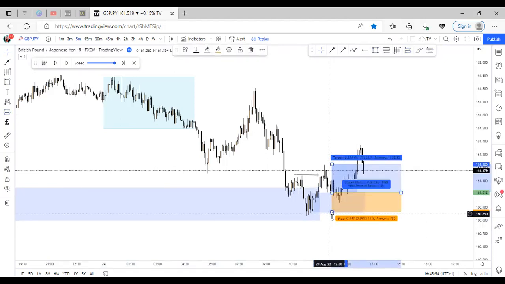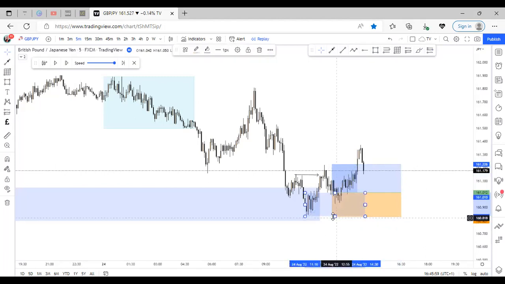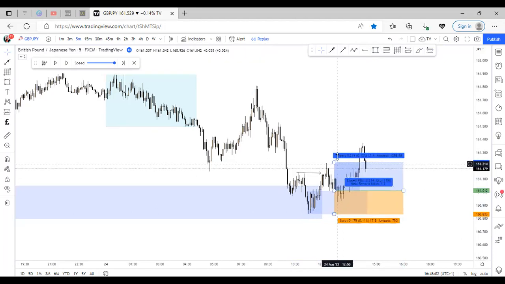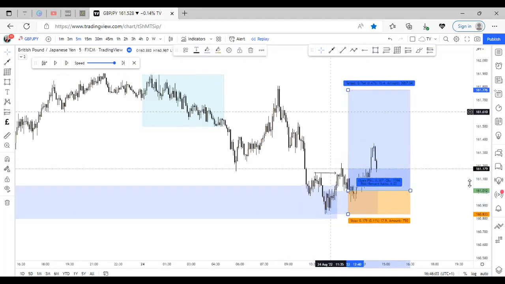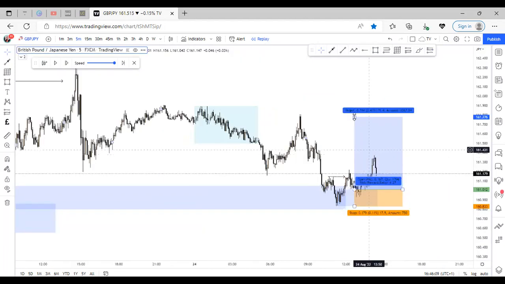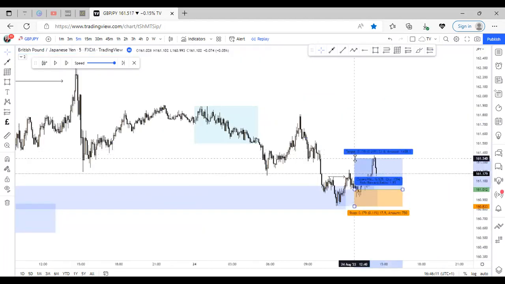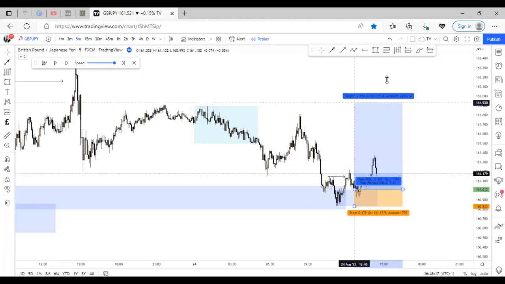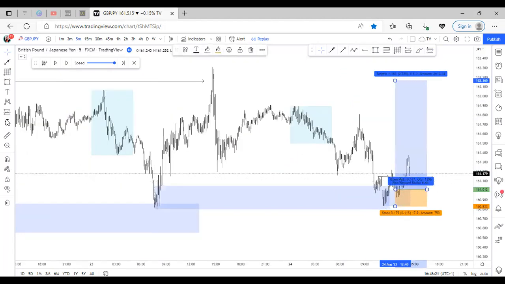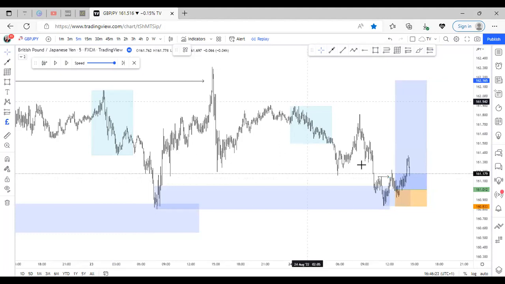Even if I had taken it, I would have had my stop loss at this level right here, which was about 17 pips. And for take profits, I might decide to take some partial at this point, about 30 pips, and have the rest of my trade running probably to this level, because then we still have this Asian range high to be taken out.